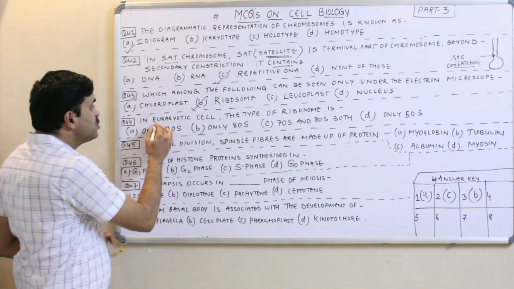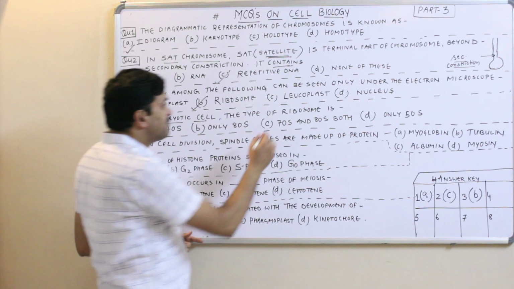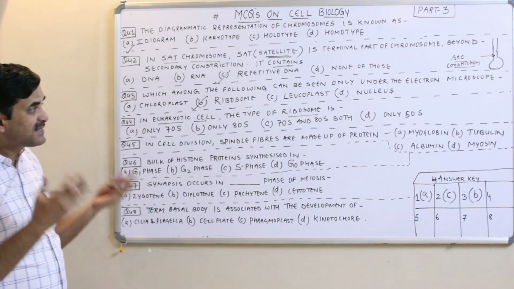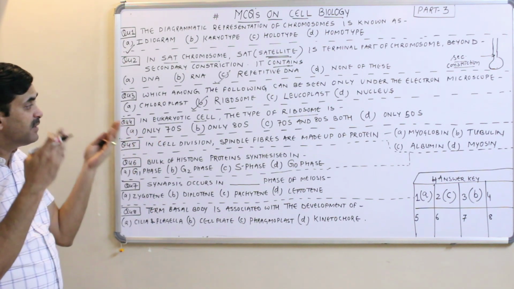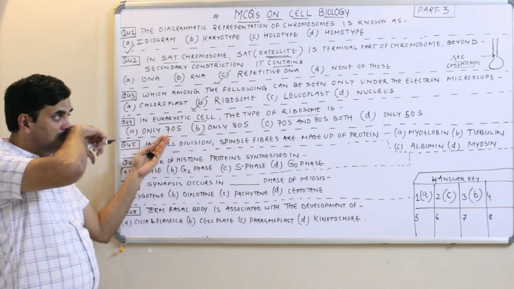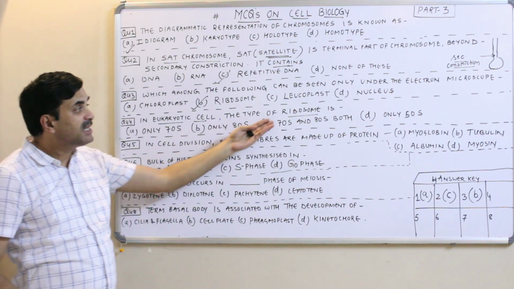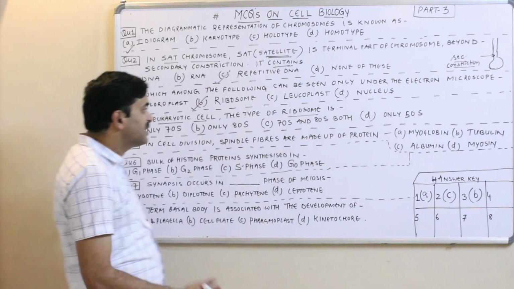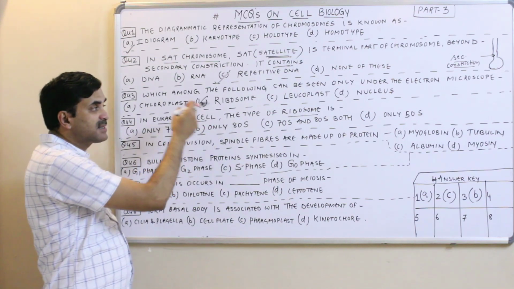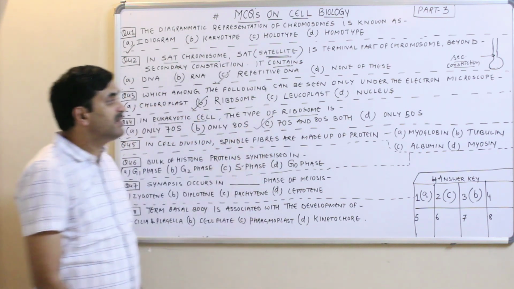Question number 4. In eukaryotic cell, the question is only for the eukaryotic cell. The type of ribosome is, now many times, though it is a very simple question, due to haziness some people give a wrong answer. Only 70S? No, 70S ribosomes are found in prokaryotic cells. Only 80S, 70S as well as 80S, or only 50S? Students opt for 80S, but the third option has both 70S and 80S. The answer must be 70S as well as 80S.